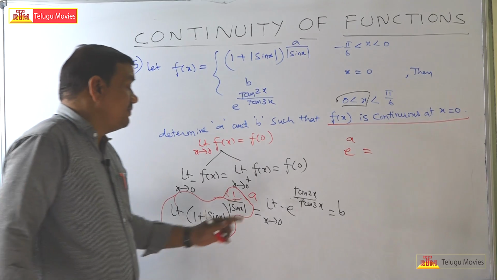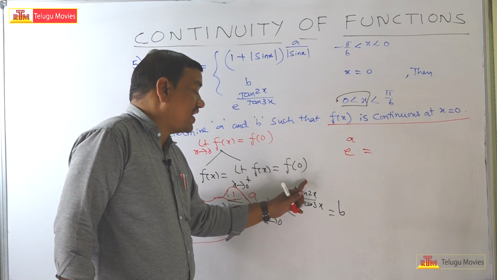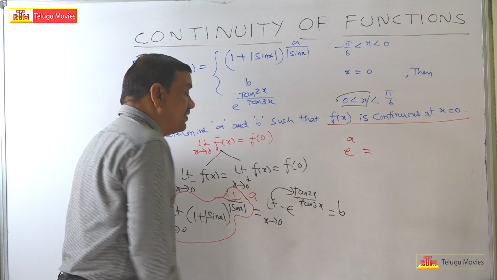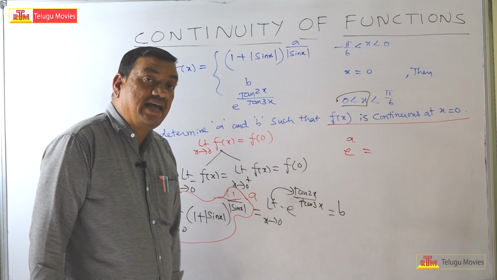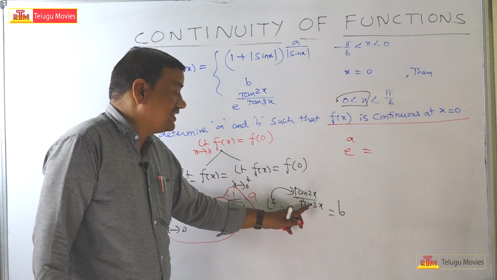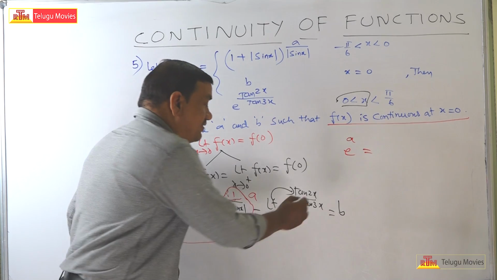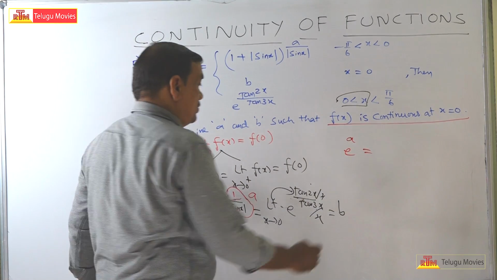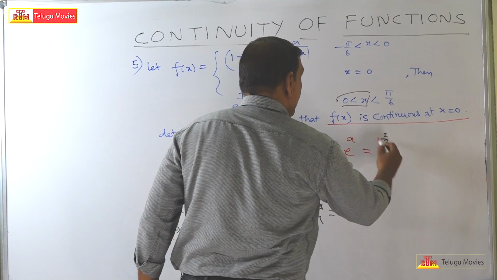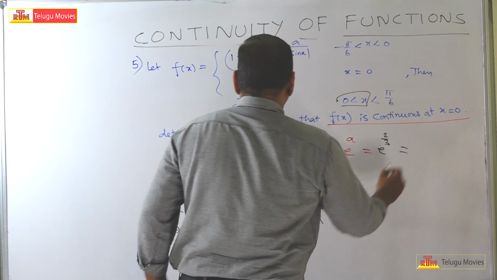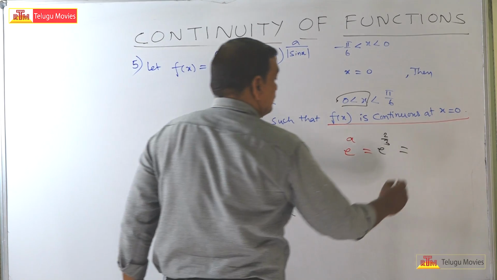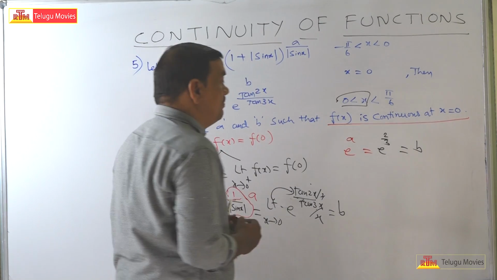Understand. Now, limit x tends to 0 of e to the power of tan 2x by tan 3x. You can apply the limit directly from here. Tan 2x by tan 3x means tan 2x by x divided by tan 3x by x. So divide by x, you will get 2 by 3. So that is equal to e to the power of 2 by 3, and that is given as the b value.